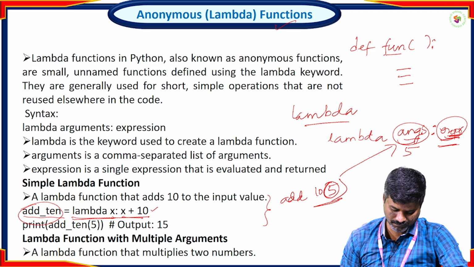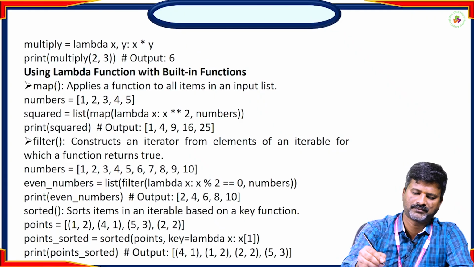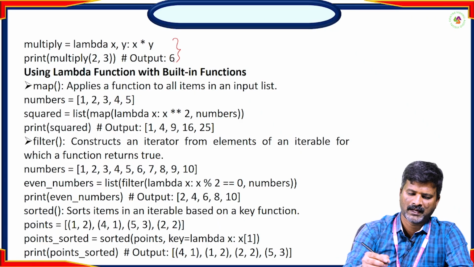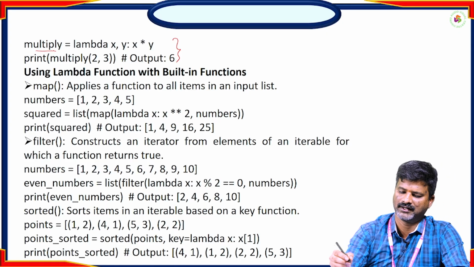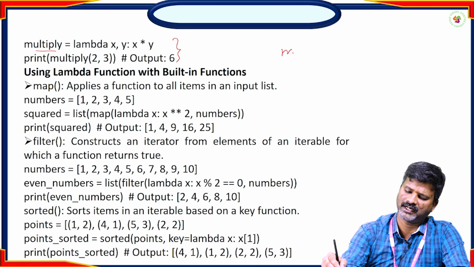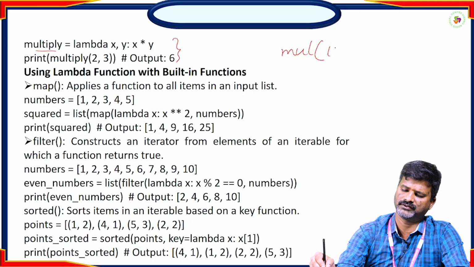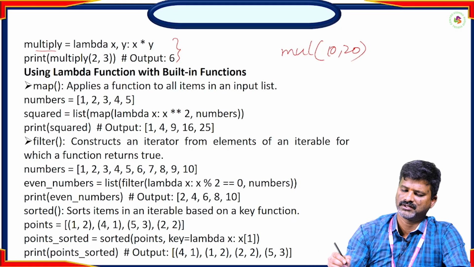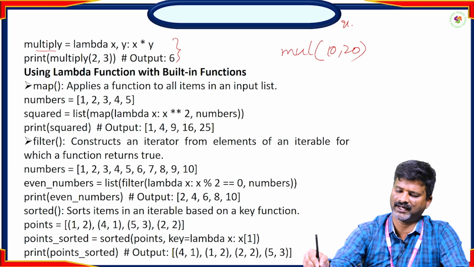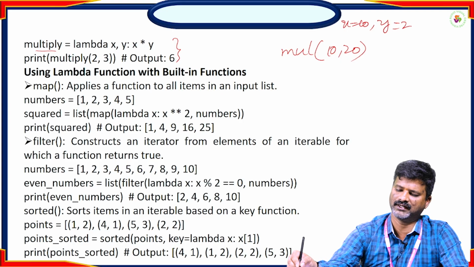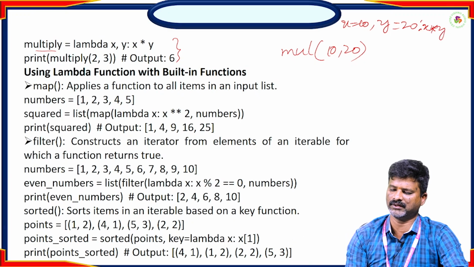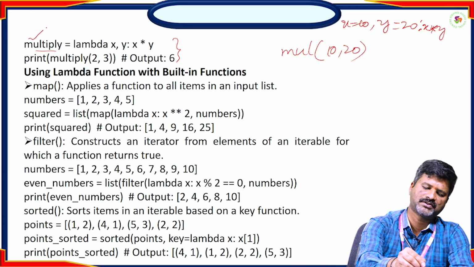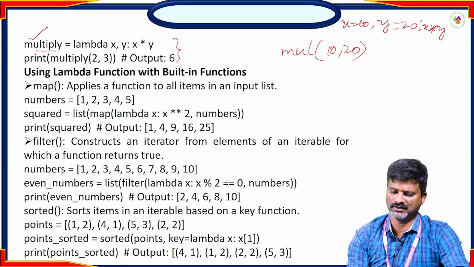You can even pass multiple arguments. If you observe this example, I am passing two arguments. I am assigning to mul, you can take mul as a variable. For mul you can pass 10 and 20. In place of x comma y, x is 10 and y is 20 will be taken, and if you want to perform multiplication, you write the logic x into y, meaning 10 into 20 will be performed, and finally that result will be stored in multiply.